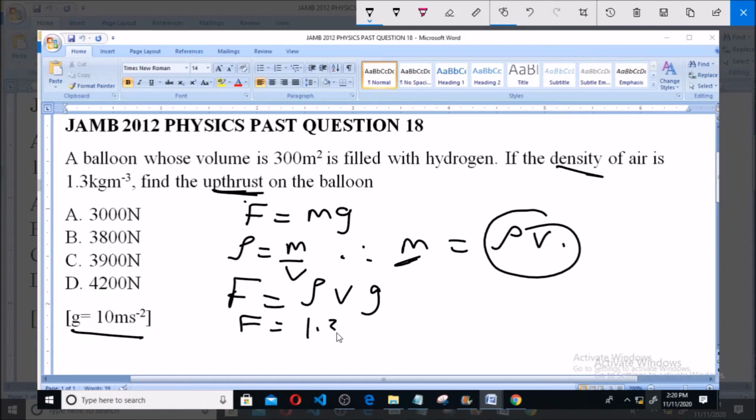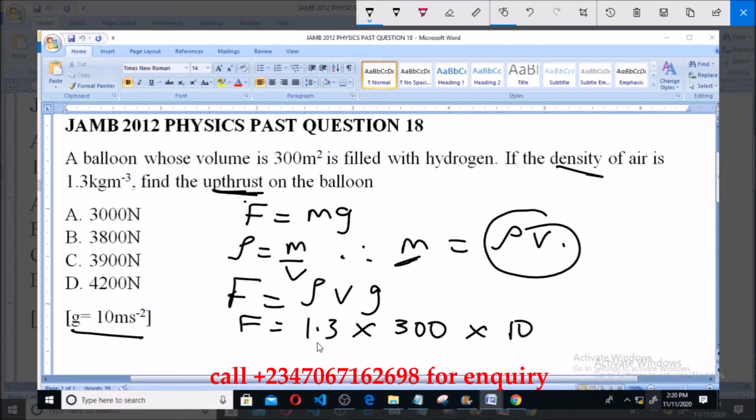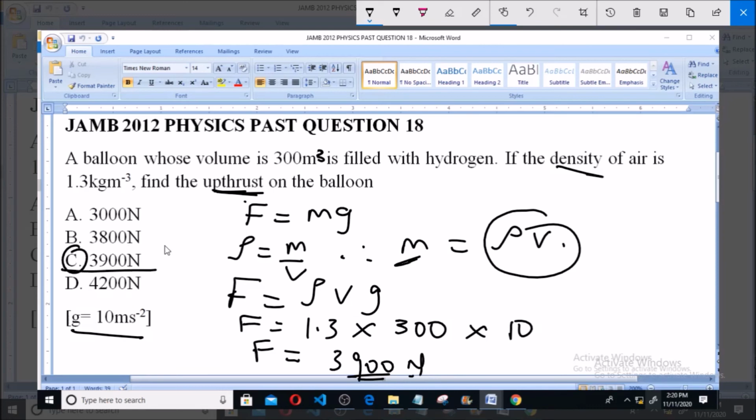So F, which is the force, that is the upthrust, is given as the density 1.3 multiplied by volume, which is 300, multiplied by 10, which is acceleration due to gravity. So F is equal to 3900 Newton. Actually, if this is volume, this should be cube. So 3900 Newton is option C, which is the correct answer to this question.